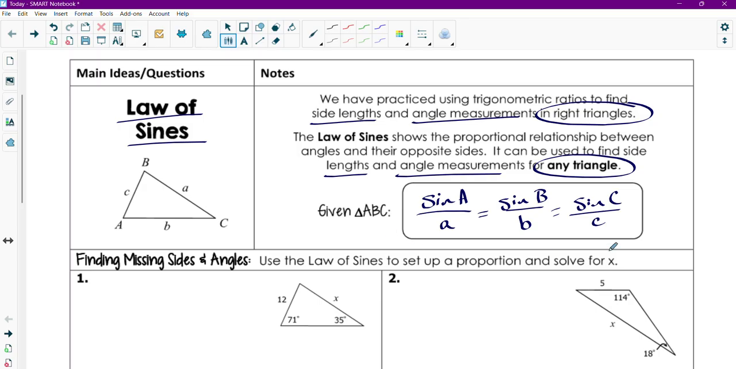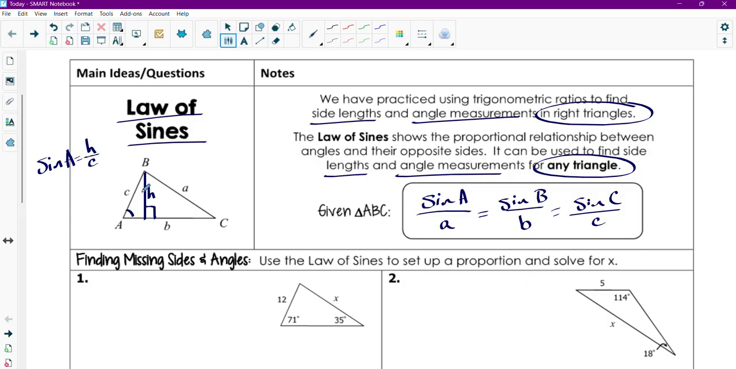And I'm going to derive this proportion, or at least part of this proportion, just to show you where it comes from. So I'm going to draw an altitude in that triangle. I'm going to draw a straight line down that's perpendicular to this side AC. And really what I've done is set up two right triangles. I have this right triangle and this right triangle. And I'm going to label that altitude as H. So I want to think about sine of A in this triangle. Remember, sine is opposite over the hypotenuse, so that's H over C.